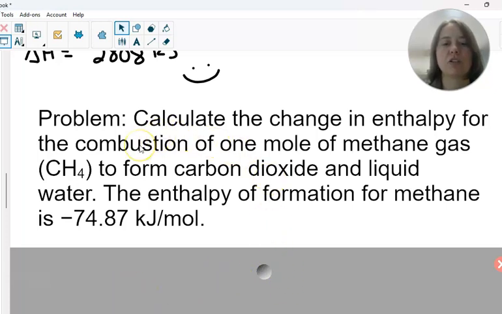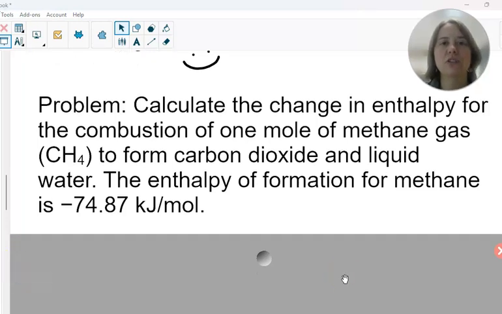So it's the combustion of methane gas, and since it's a combustion reaction, what does methane have to combine with? And then it tells you your reactants here, and then your products. It also lists your products to form carbon dioxide and liquid water. So take a moment and write your balanced chemical equation. Okay, you should have a balanced chemical equation, and the next step is to look up the enthalpies of formation.